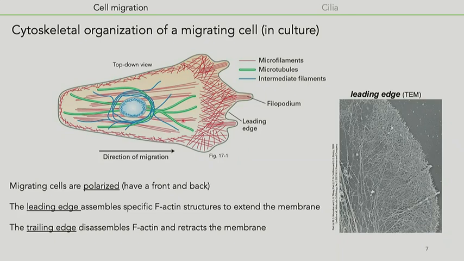So the front and the back end of the cell have to coordinate, so that if the front gets too far away, the adhered back is going to inhibit the migration. So you have to coordinate extension with retraction at the rear.